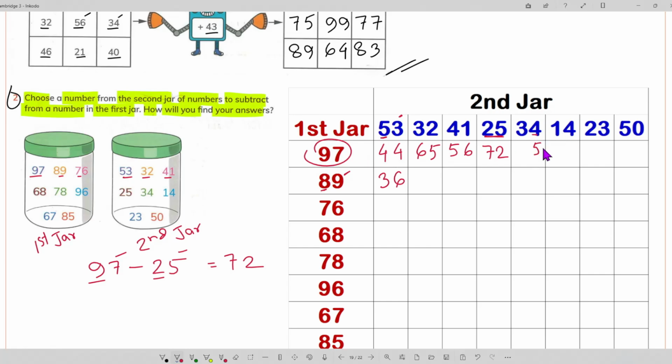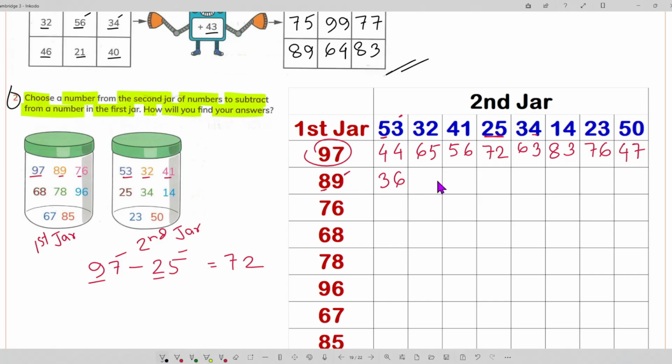is 3. Right? 7 minus 4 is 3, and 9 minus 3 is 6. Again, 7 minus 4 is 3, 9 minus 1 is 8. Similar, 7 minus 3 is 4, 9 minus 2 is 7. 7 minus 0 is 7, and 9 minus 5 is 4. Very simple.